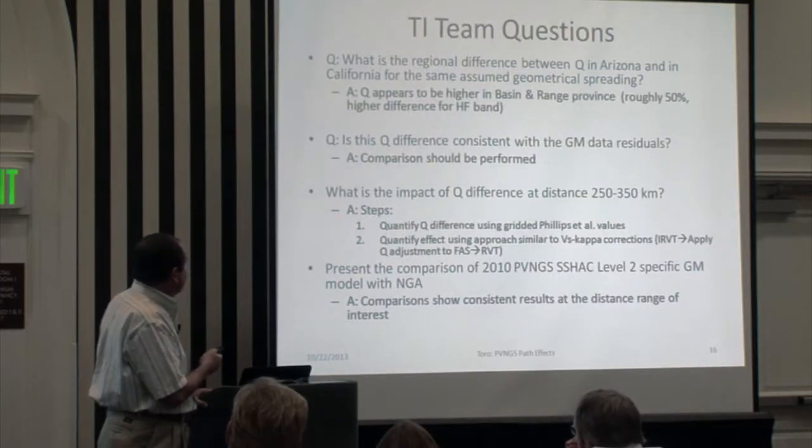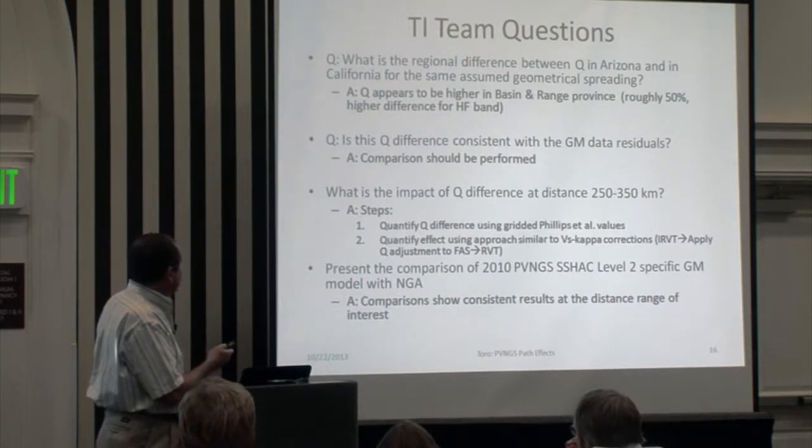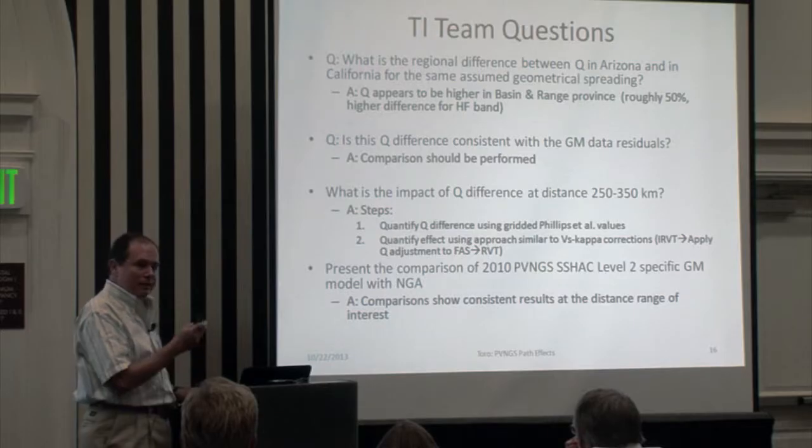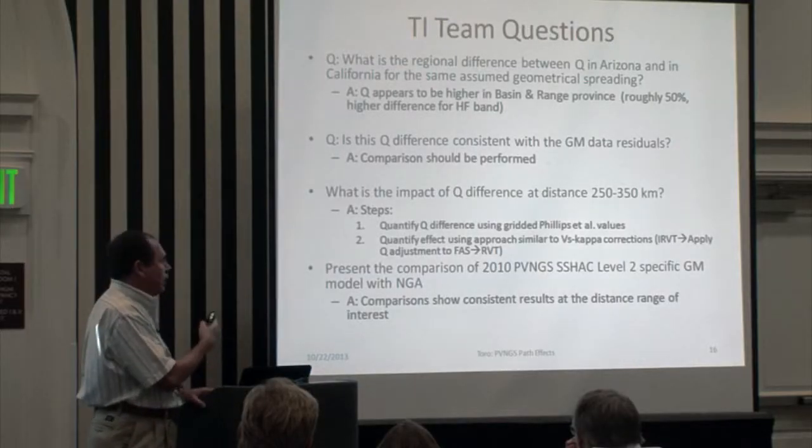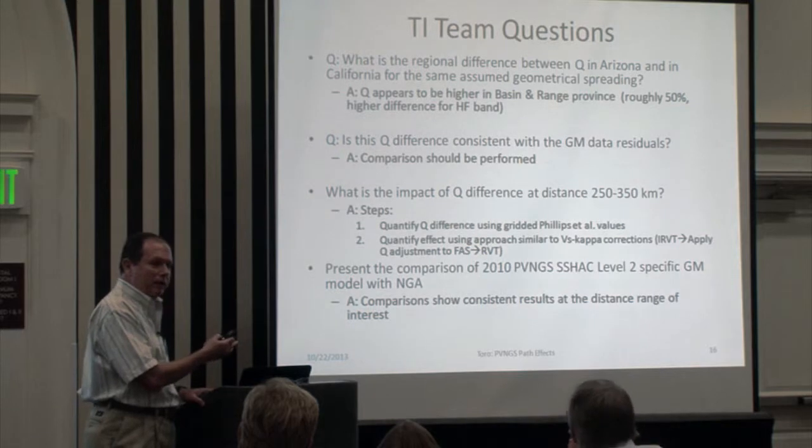Now, in response to the TI team questions, again, what's the regional difference? At this stage, again, I can only answer that qualitatively. That is not for a specific path, as Norm was asking. But what I assumed there was roughly 50% higher Q, which doesn't make a huge difference compared to the other uncertainties we have there. But if it's a double in Q, then that will make more of a difference, etc.